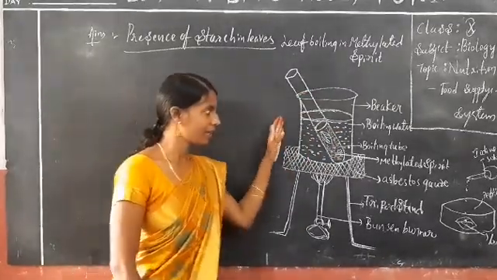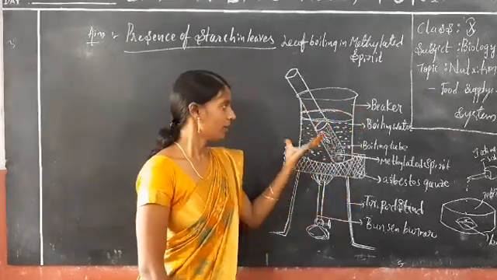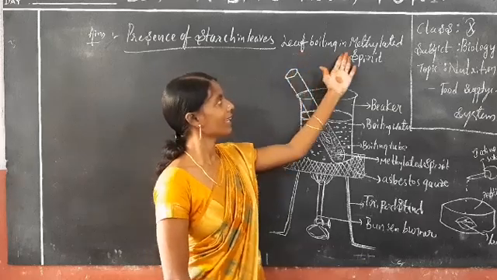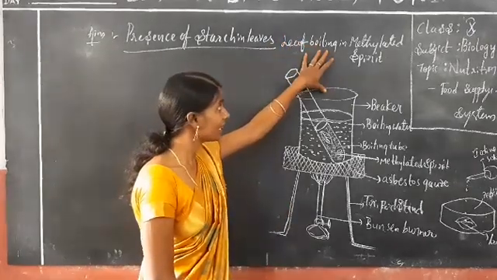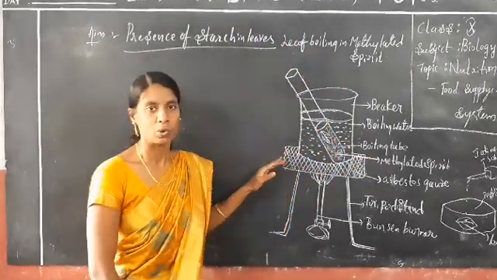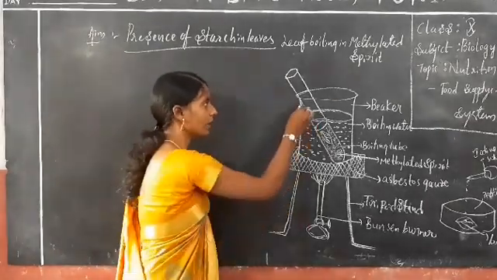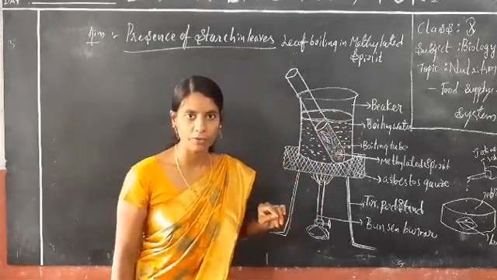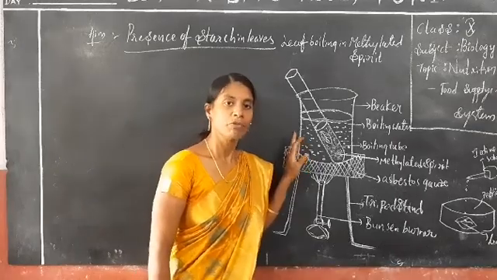Here I already drew one of the main important diagrams. Leaf boiling in methylated spirit. By doing this activity, we can conclude what is present inside the leaf. So let us do that activity. Here we are taking a beaker along with some water. Clear all of you? First, we are taking a beaker along with some water.